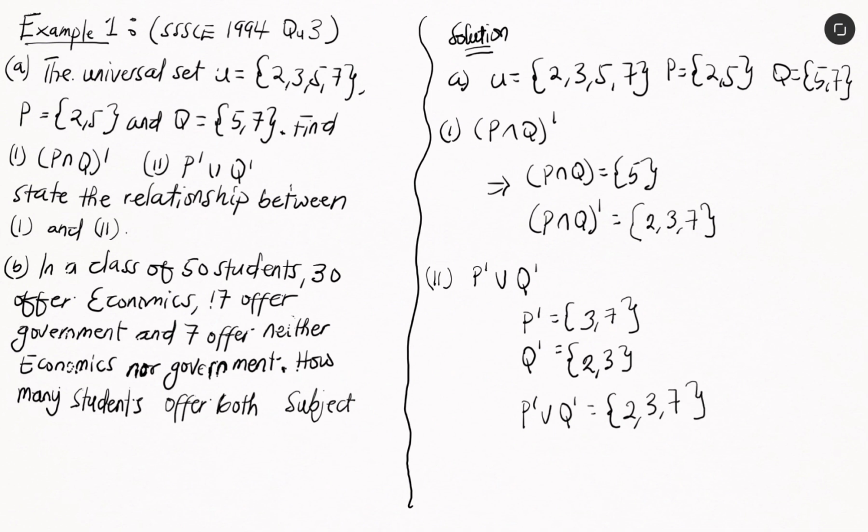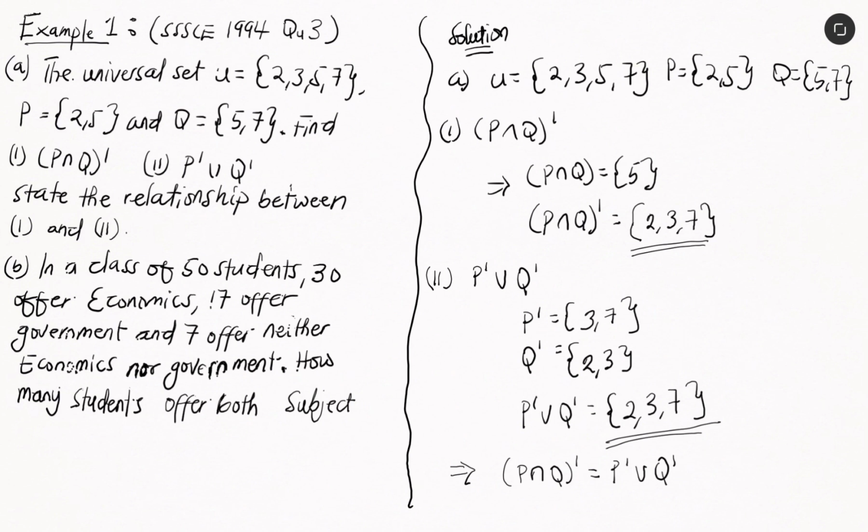Now the question says, what is the relationship between I and II? If you look at I, our result was 2, 3, and 7, and then for II it's also 2, 3, and 7. So from the result, it implies that P intersection Q prime is equal to P prime union Q prime. That is the relationship. They are equal to each other.